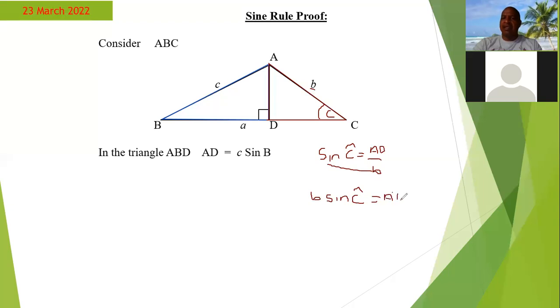All right, so what we see here is that AD is also equal to B sine C. So AD equal to C sine B, and AD equal to B sine C. Everybody see that so far? Is that clear? All right, so if that is clear, let us continue.